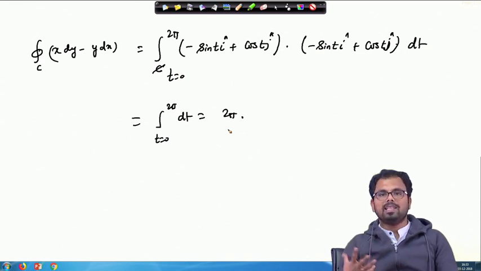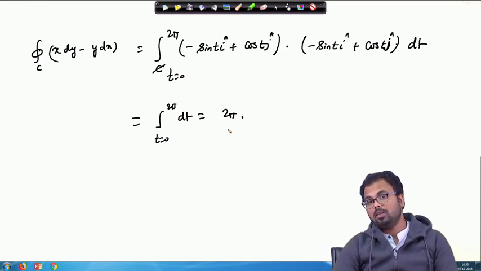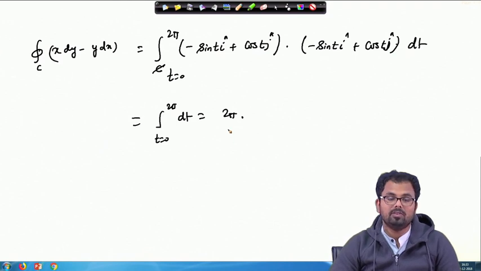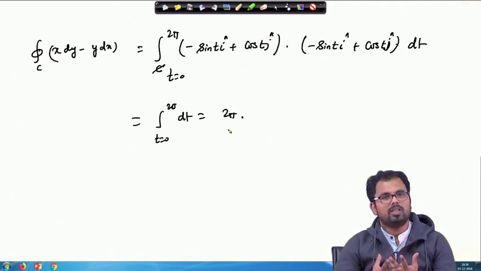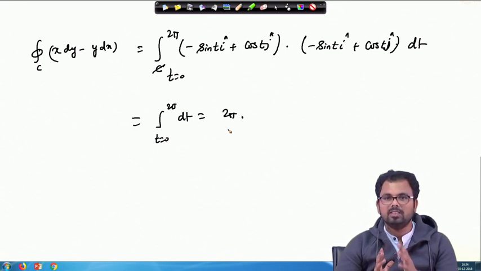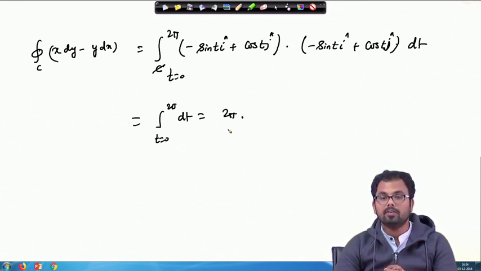Sometimes you are not given the function F, and there you have to actually obtain the vector function F. It is a small trick, not complicated, and it is very easy to see what our function F can be.